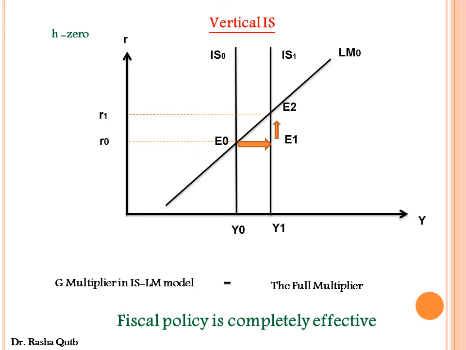Thereby, the national income would increase by the full amount of the simple multiplier. There is no crowding out effect. Here, the government's expenditure multiplier in the IS-LM model equals the value of the full multiplier. In this case, fiscal policy would have the most effective impact on economic activity when the IS curve is vertical, when investment is completely insensitive to interest rate.